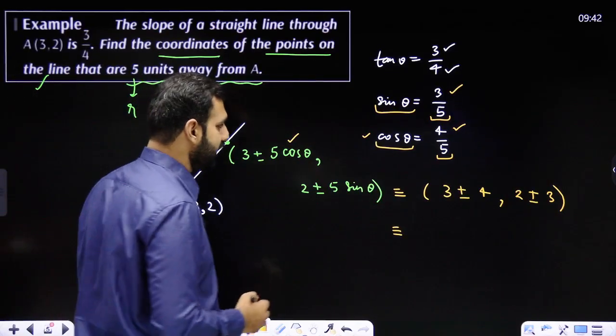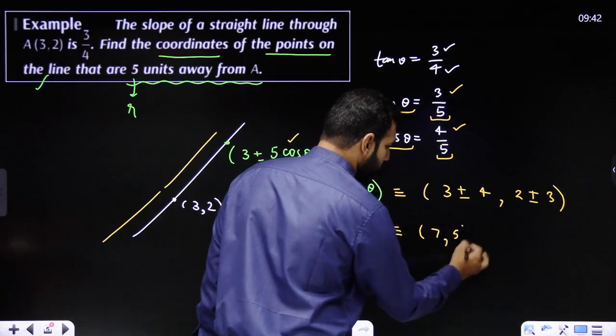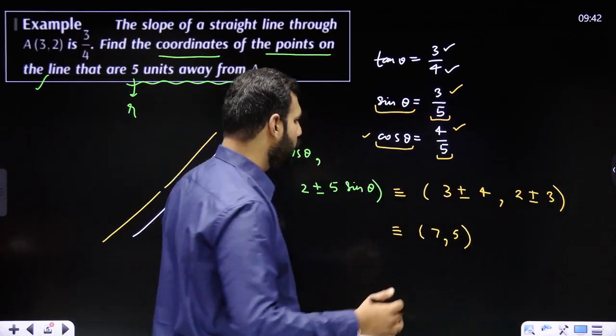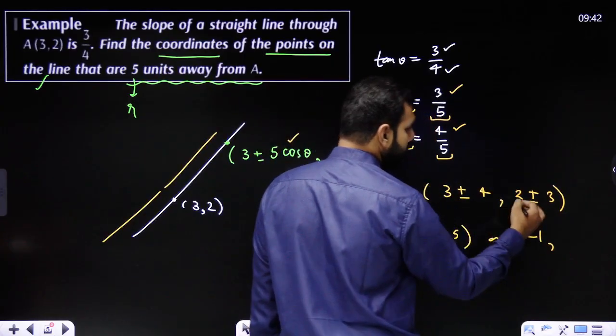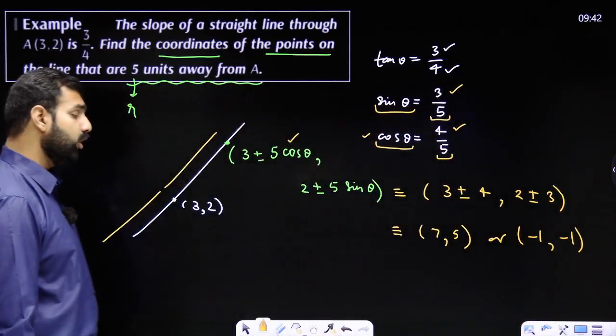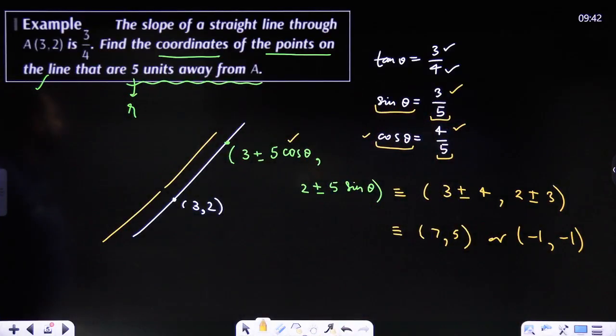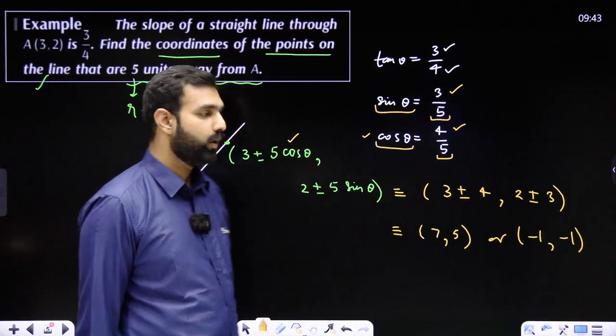So two answers are going to be 3 plus 4, 7, 2 plus 3, 5. So one of the coordinates could be 7, 5, or the answer could have been 3 minus 4, which is -1, 2 minus 3, that is also -1. So the two answers are going to be 7, 5 or -1, -1. So I hope you're realizing how we are solving this category of questions.